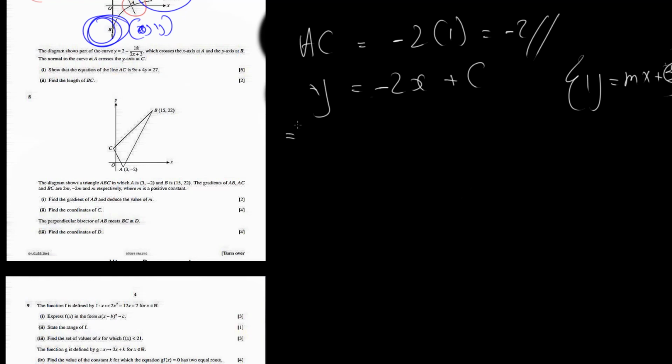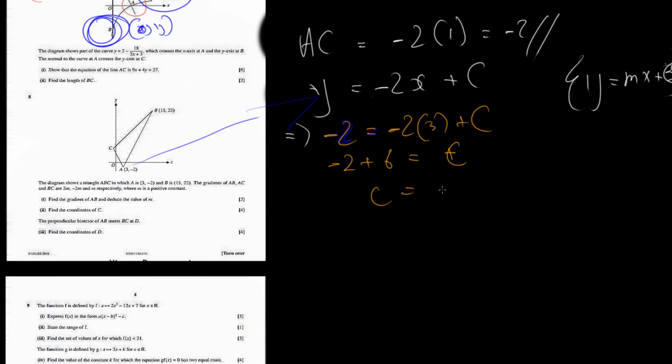Now the coordinates of C are not given, but the coordinates of A are given. So I can replace the coordinates of A into my equation. So this would be minus 2 is equal to minus 2 by 3 plus c. Minus 2 plus 6 is equal to plus c. c is equal to 4. Therefore y is equal to minus 2x plus 4. That is the equation of the curve A to C.